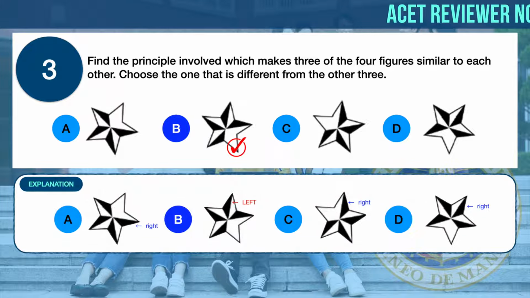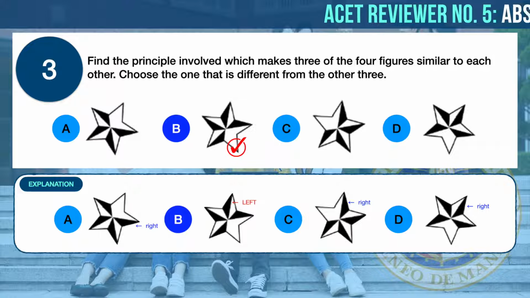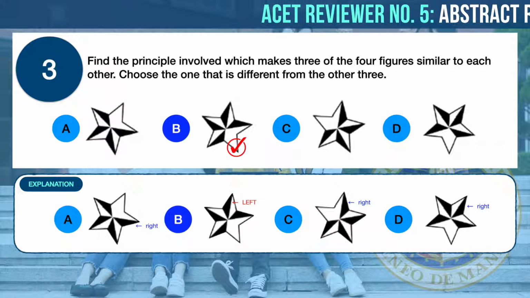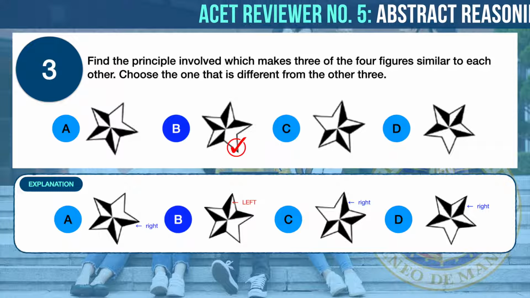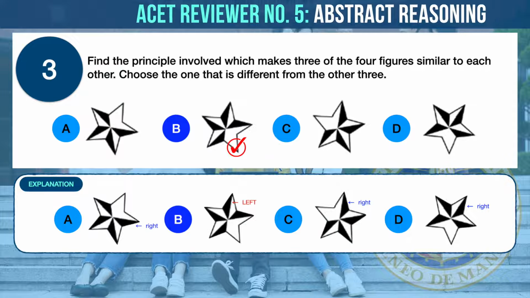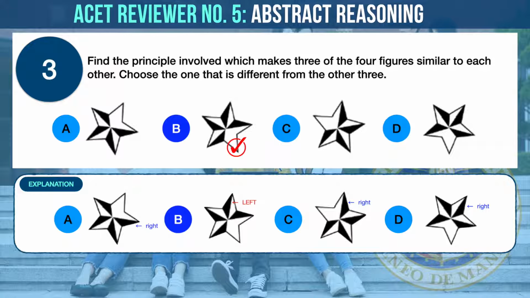The correct answer is B. Figures A, C, and D have their shaded regions located on the right side of each arm of the star. Figure B has its shaded regions located on the left side of each arm of the star.